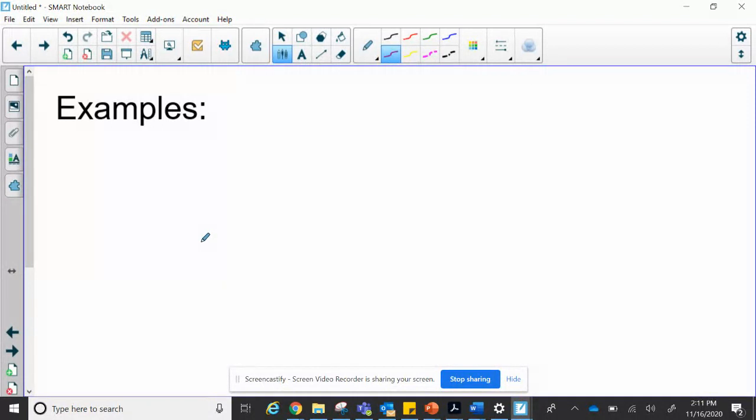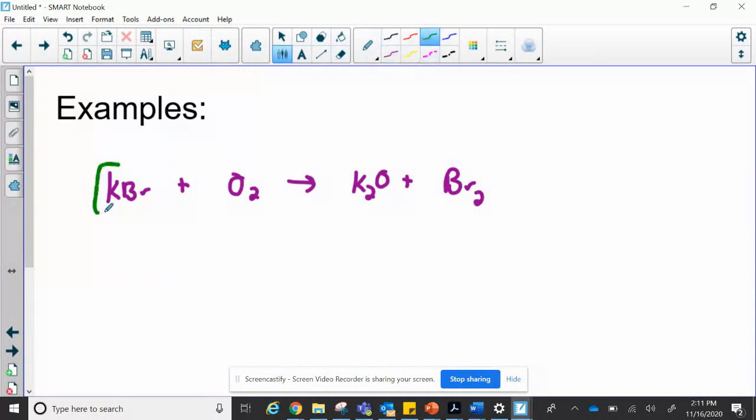My first example that I have for you guys is, let's do KBr plus O2 yields or produces K2O plus Br2. All right, so the first thing I'm going to do, you guys, is I'm going to put boxes around my substances so I can't enter them.